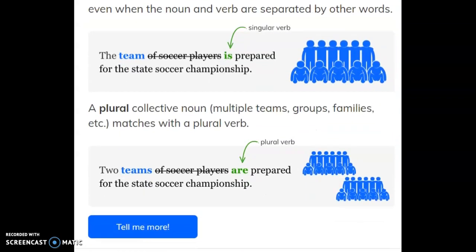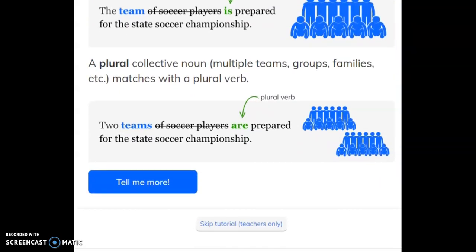A plural collective noun, which is talking about multiple teams, groups, families, etc., matches with a plural verb. So two teams of soccer players are prepared for the state soccer championship. So look at this picture. Up here, it was only talking about one team, and it had the word is. Here, it's talking about multiple teams, and you see the verb are.